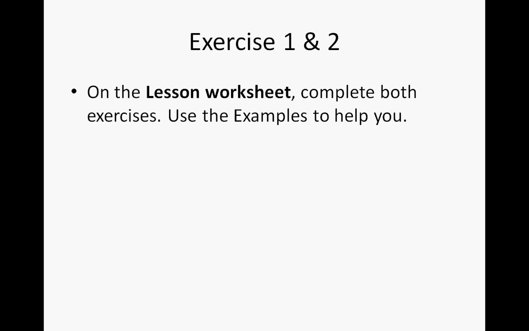All right, so with that, go ahead and complete exercises 1 and 2 on your lesson worksheet. And again, refer back to those 2 examples that you just wrote down in your math journal. And then once you're done with that, continue the video.